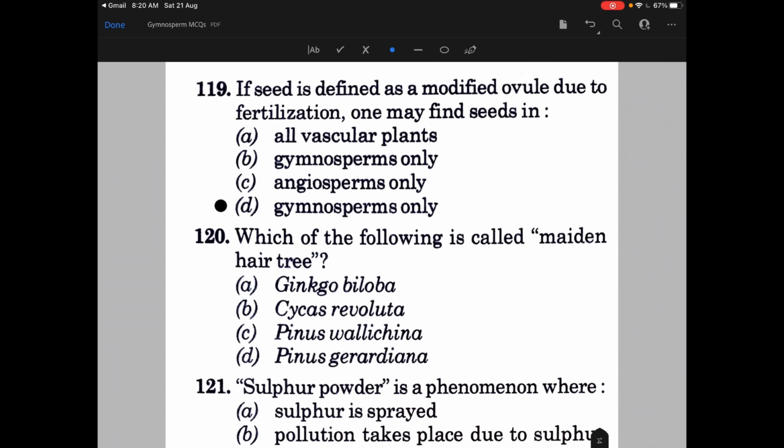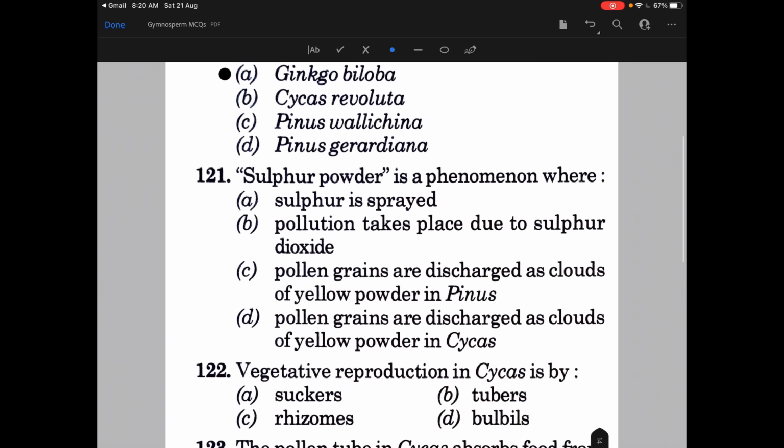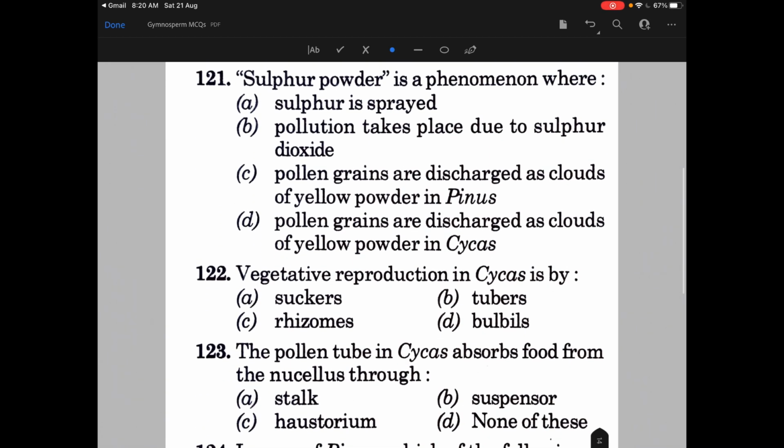Next, which of the following is called maidenhair tree? And the answer is A, that is Ginkgo biloba. Next, sulphur shower is a phenomenon where dash? The answer is C, that is pollen grains are discharged as clouds of yellow powder in Pinus.